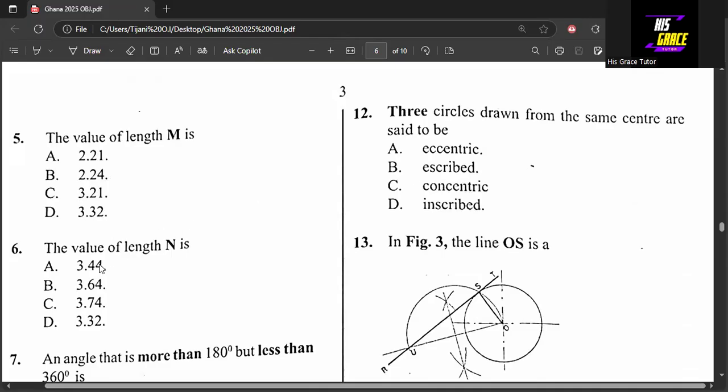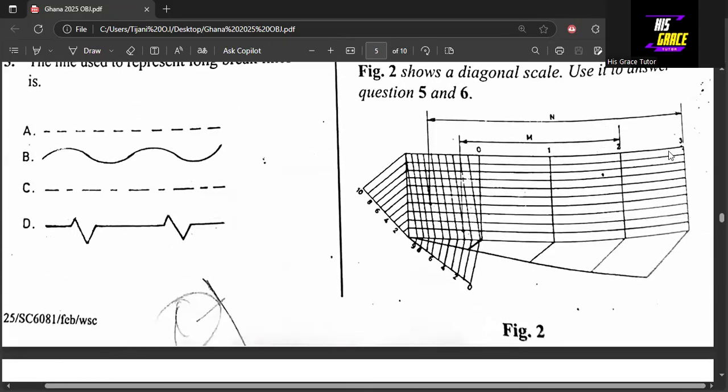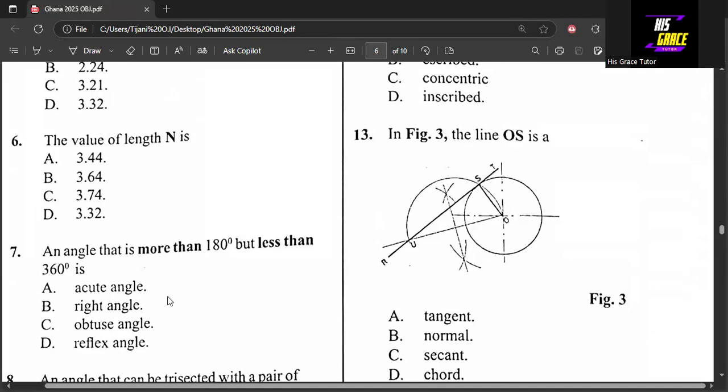Then we're also asked to read the value of length N. So for length N, here we have 3. So this is 3 for the main part. Then 3.1, 3.2, 3.3, 3.4, 3.5, 3.6. Then we go up 6.1, 6.2, 6.3, 6.4. So 3.64 is length N. So the answer is option B here. All right, so let's move to question 7.